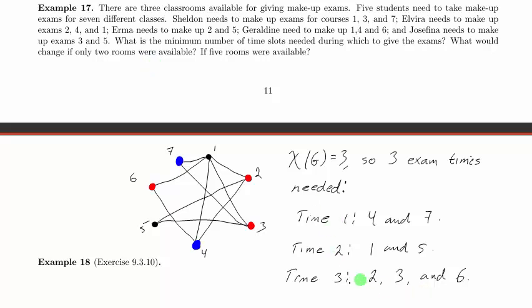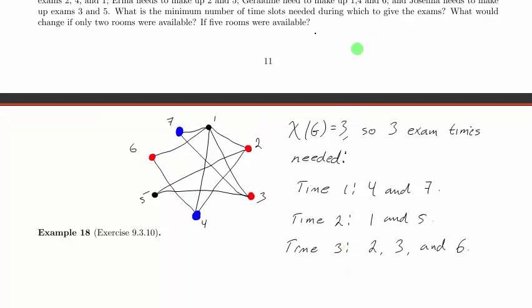Well, in that case, I would need, say, a 4th time slot for one of exams 2, 3, or 6. That one's going to have to get moved to a different time slot. If 5 rooms were available, well, that doesn't really change anything. I'm not able to reduce the number of time slots because of the chromatic number, and so we would still need those 3 time slots, but the number of rooms doesn't really matter there.